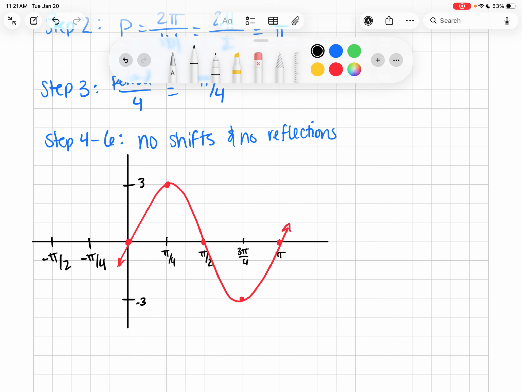So if I were to continue this graph, it would go down here, and then it would go back up to the midline, so just be aware of that, okay?